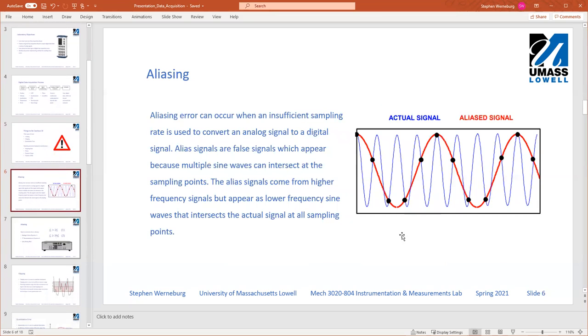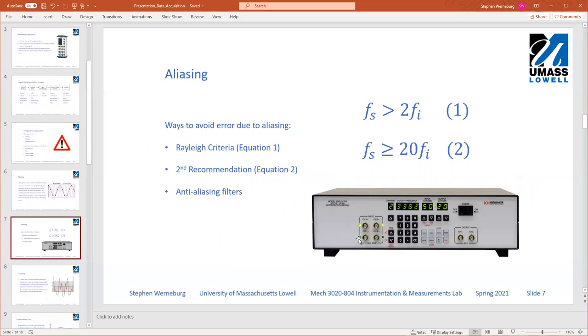In order to avoid aliasing, you can follow the Nyquist criterion, which is shown in equation 1, and that is to use a sampling frequency that's greater than twice the frequency of interest. If you need an accurate amplitude description, you also need to follow recommendation 2, which is to use a sampling frequency that's greater than or equal to 20 times the frequency of interest. And you always want to use anti-aliasing filters, because that will filter out the analog signals at a very high frequency that would cause alias signals in the first place.